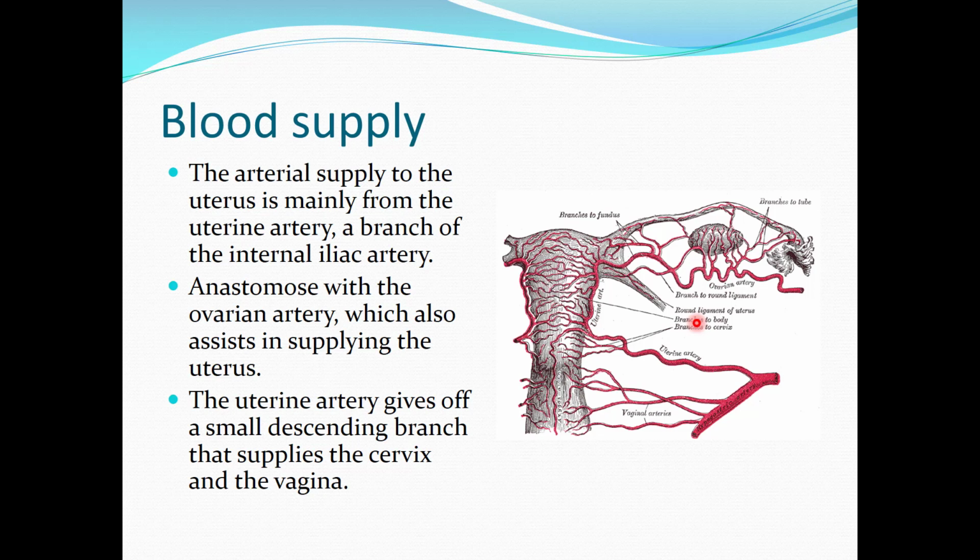Now what is the blood supply of the uterus? See here in this diagram, we can see the uterine artery. This is the main artery which is coming out from the internal iliac artery, and it is anastomosing with the ovarian artery, which is the branch of the abdominal aorta. So this anastomosis between the uterine artery and ovarian artery supplies the uterus. The uterine artery also gives one descending branch which is supplying the cervix and the vagina. So see here in this diagram, this is the uterine artery, this is supplying the uterus, it is giving one descending branch which is supplying the cervix and the vagina, and here around the ovary there is the ovarian artery which is anastomosing with the uterine artery also.